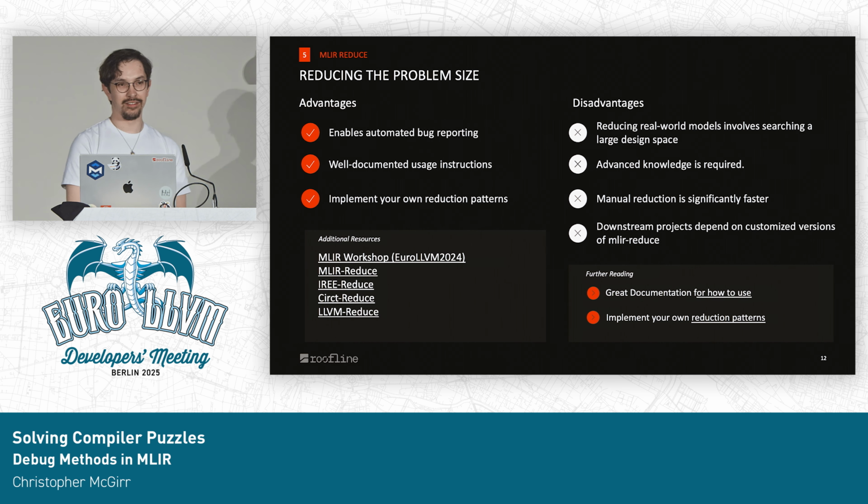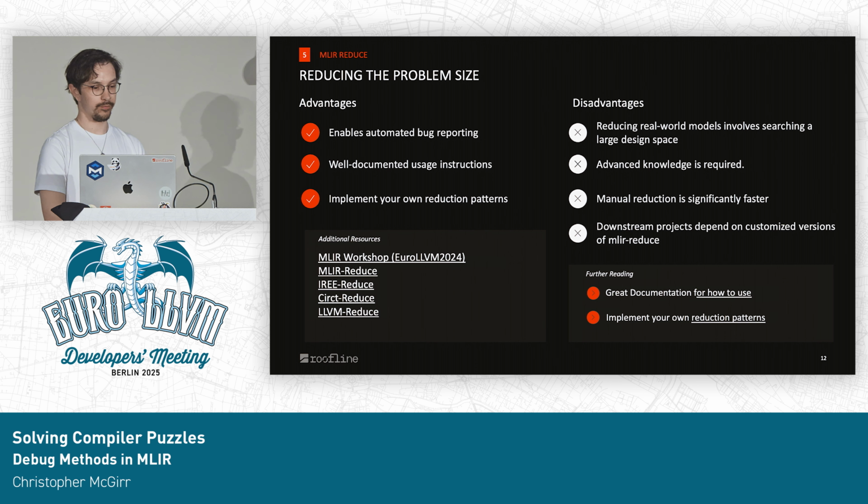Oftentimes, I find it much quicker to just simply print out the IR in a textual format and just delete a bunch of lines until I get a couple of ops that trigger the issue.